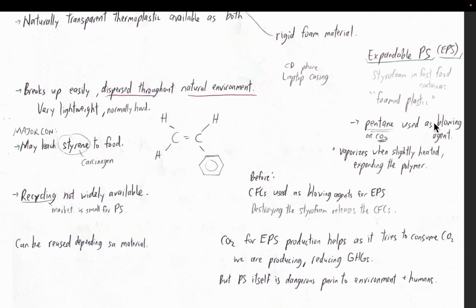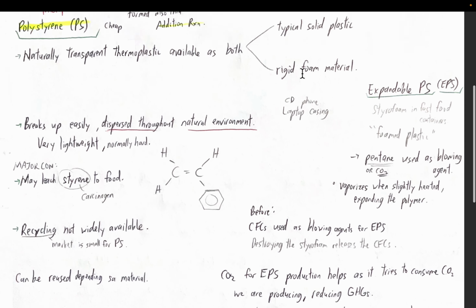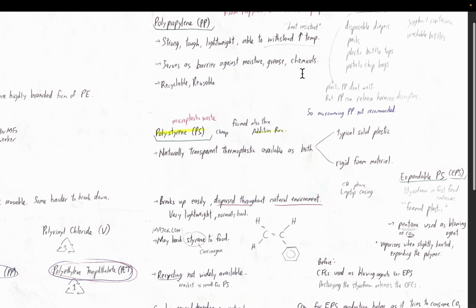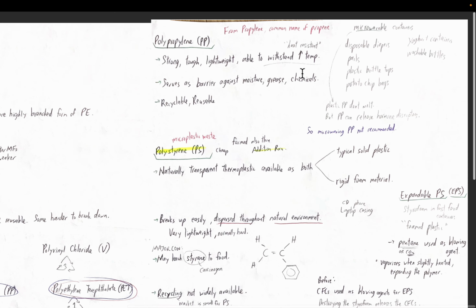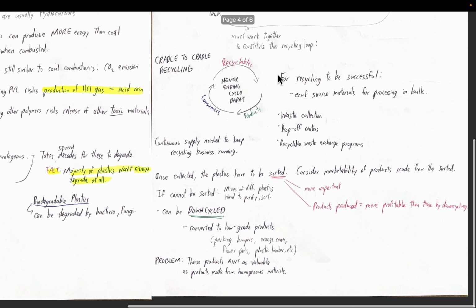So what are these blowing agents? They basically vaporize when slightly heated, so they expand the polymer. That's why it looks foamed. So yeah. That's it. Next.